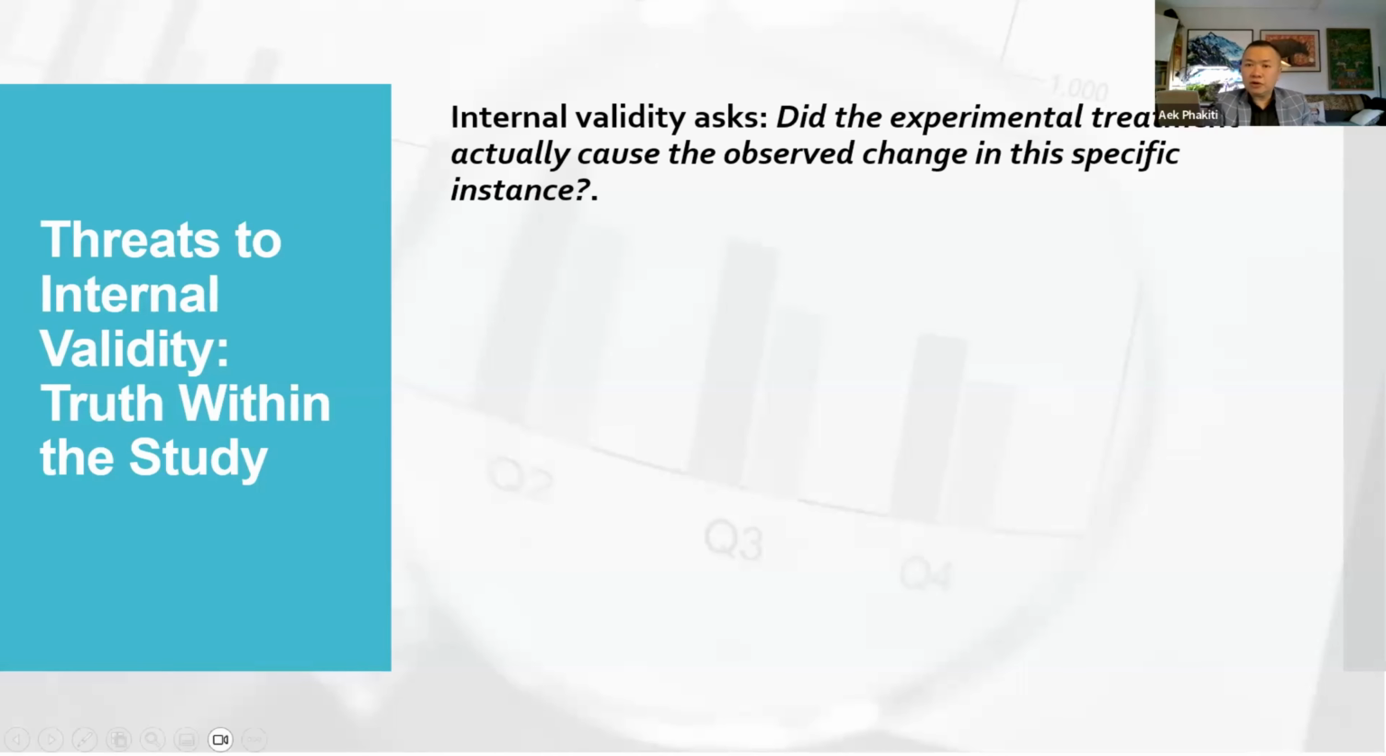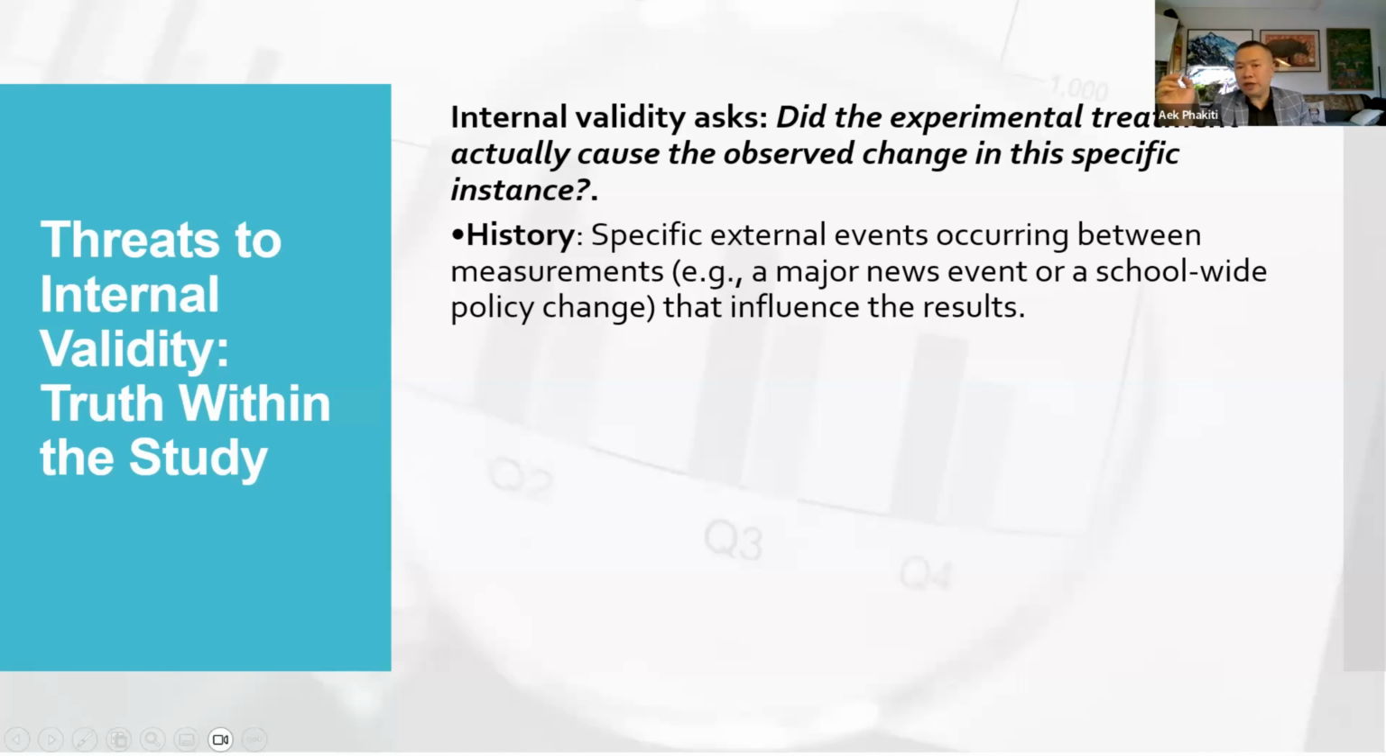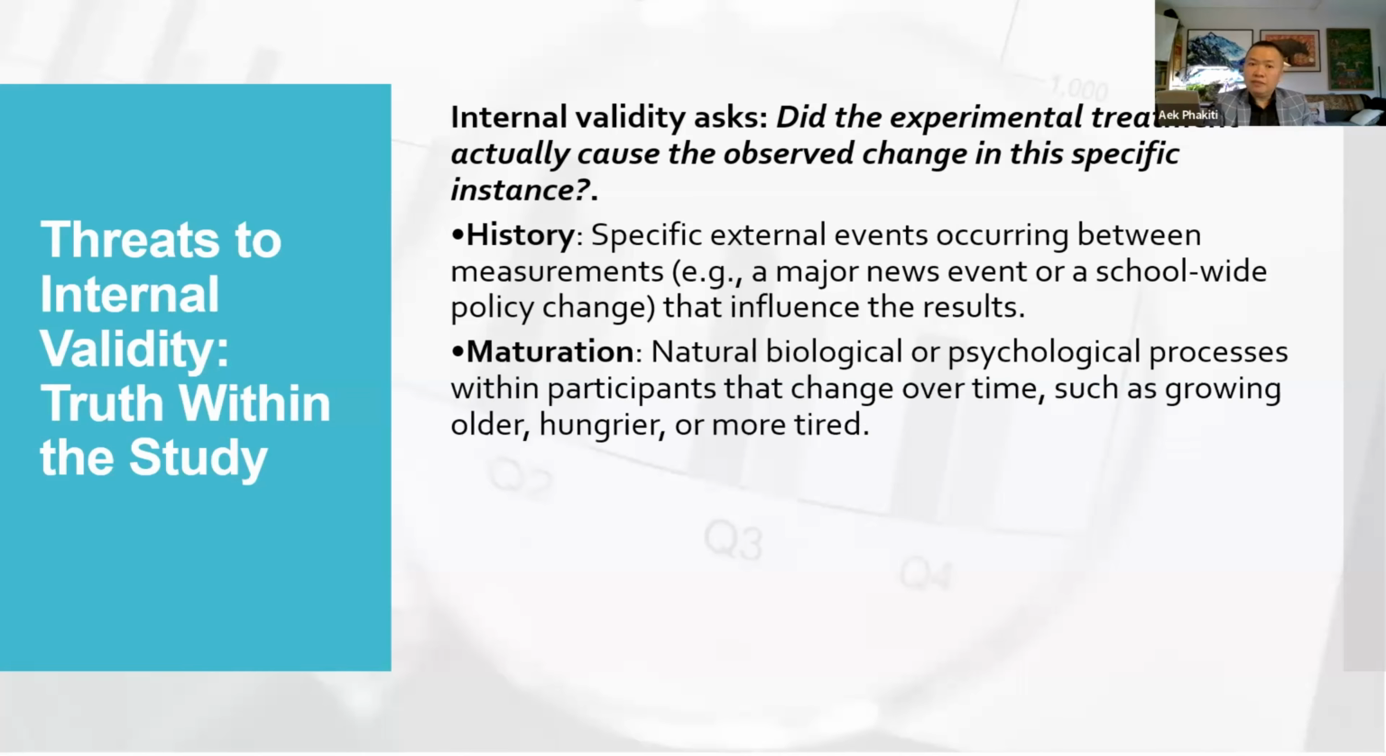In terms of the internal, we want to ask questions like, does or did the experiment treatment actually cause the change? That's the basic question that we ask. So there could be the so-called history as a threat. Again, it's not about history as such. It's events that may happen during your experiment that might influence the outcome, things like news events or wars or earthquakes or floods or whatever. Things like that can affect the outcome.